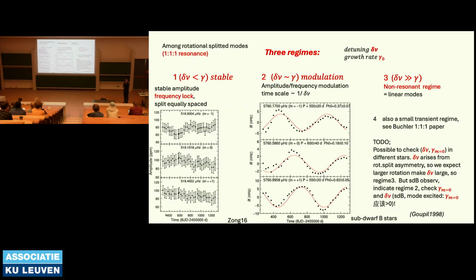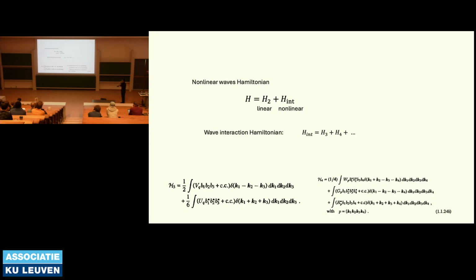So actually, there are three different regimes for this kind of four-mode coupling. The first regime is a stable regime where the detuning is very, very small. In this case, we have stable amplitude. In the second case, if the detuning is approximately the same as the damping rates, the system will undergo modulation, in amplitude and frequency. The modulation time scale is essentially 1 over delta nu, 1 over the detuning in the frequency. And finally, we have the third regime, which is the non-resonant regime. Essentially, if the detuning is very large, we have three individual modes.